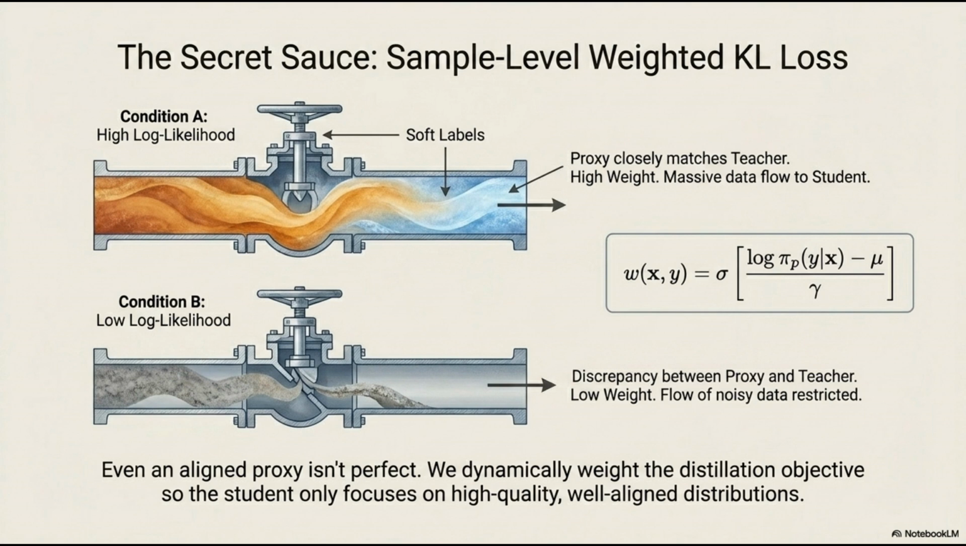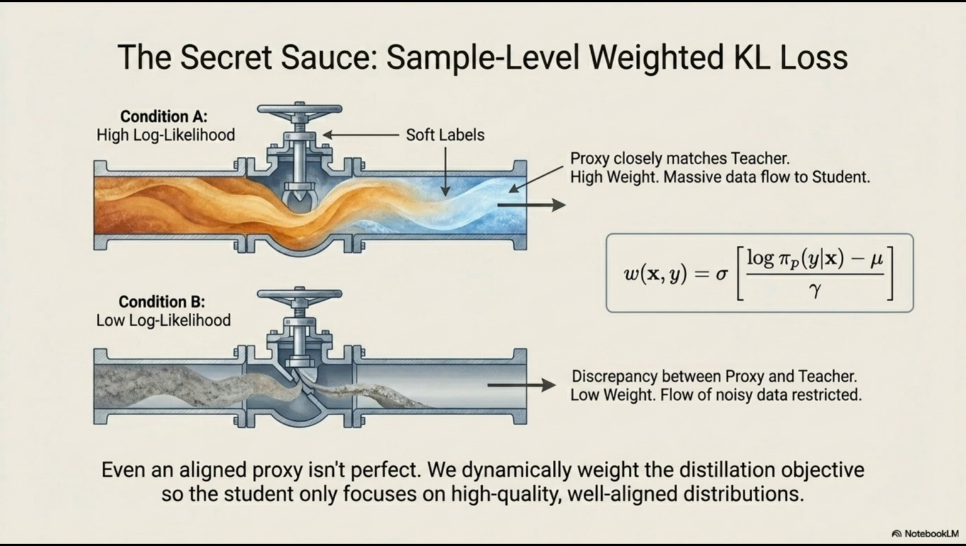That is incredibly clever. It's basically checking the proxy's scratch pad against the teacher's final answer to see if the math checks out. Exactly. When the math checks out, meaning the proxy's internal logic highly predicts the teacher's actual words, the system assigns a very high weight to that training example. Okay. It signals to the student model, pay close attention to these soft labels. The proxy scratchpad is perfectly aligned with the genius model here.